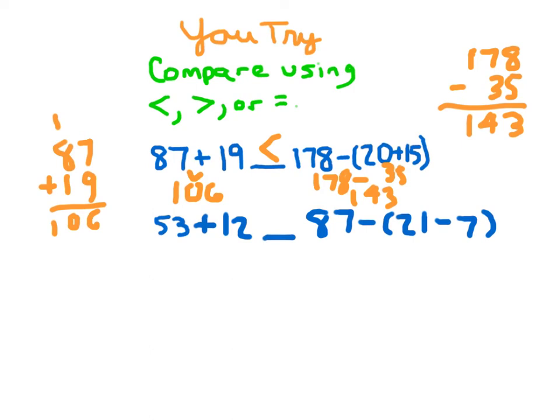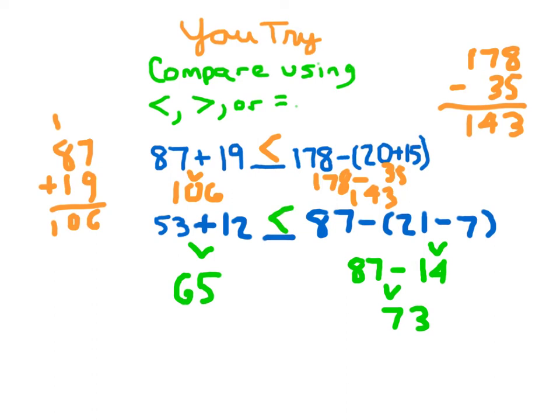For my other problem, I'll start with the left-hand side. That evaluates to 65. The right-hand side, 21 minus 7 is 14. And then I have 87 minus 14. 7 minus 4 is 3, and 8 minus 1 is 7, so that 65 is less than 73. Did you get 65 is less than 73 as your final inequality? Did you get 106 is less than 143 for your final inequality? In other words, did you evaluate each of those expressions correctly? Check your work.